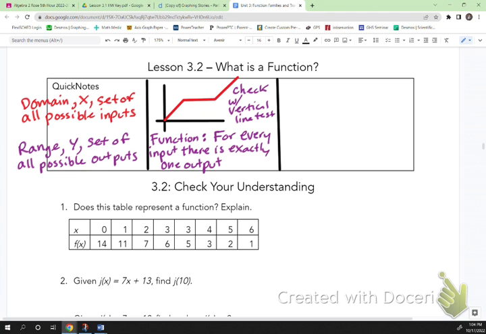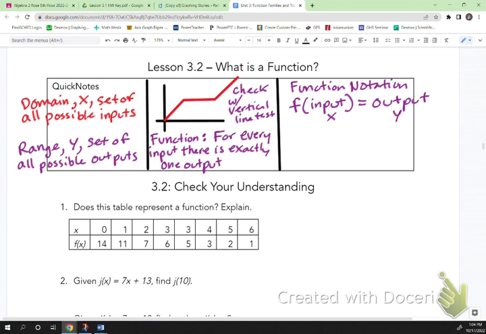The last thing we're going to define here, we've been using function notation. I believe we saw some examples of this in lesson 3.0. Remember, what's inside the parentheses is your input. What it's equal to is your output. So this is your x's, these are your y's. Input, output.